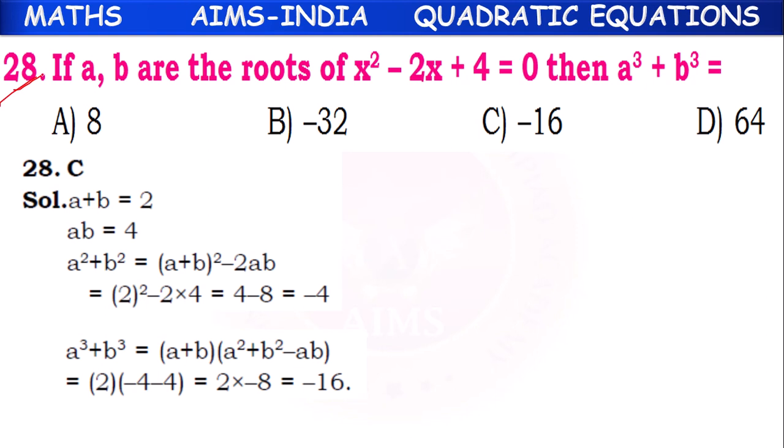Next one, 28th question. If a, b are the roots of x square minus 2x plus 4 equal to 0, then a cube plus b cube, how much?